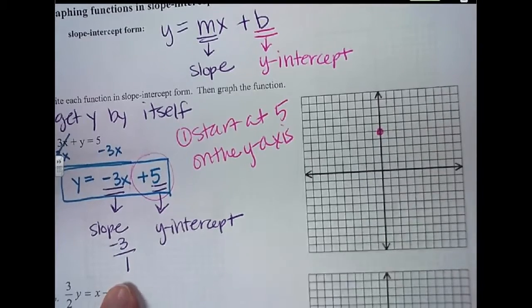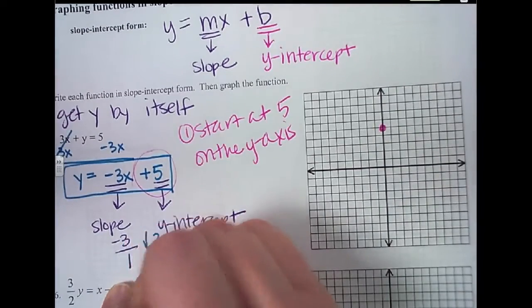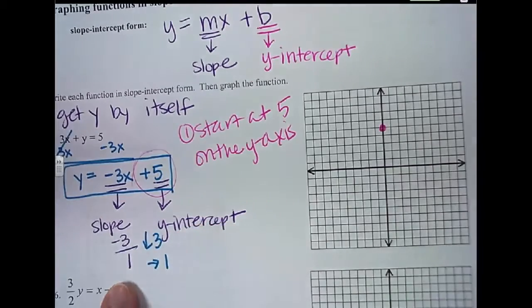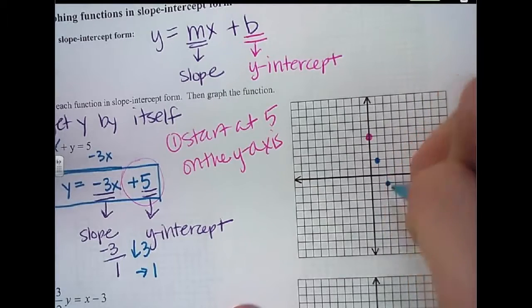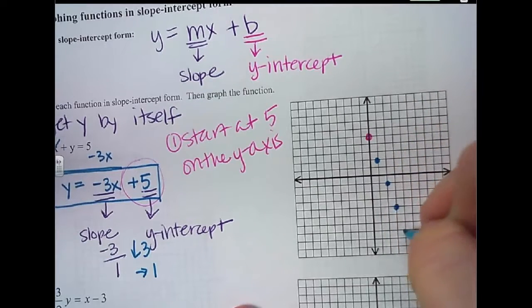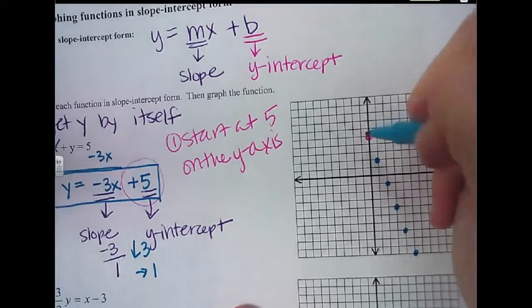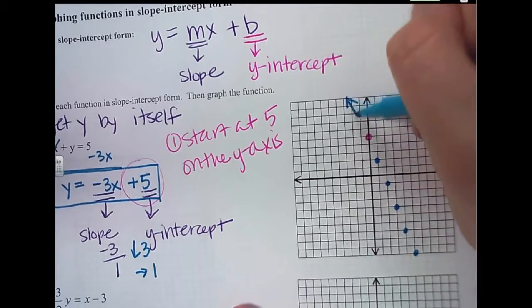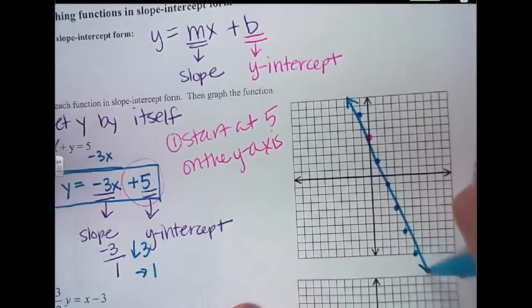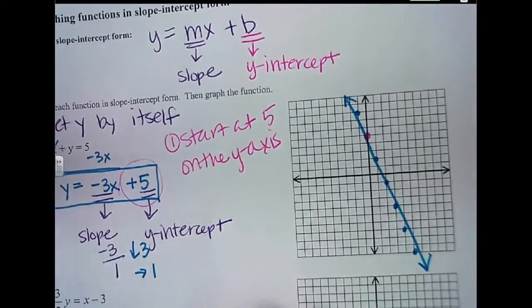Perfect. And now I want to use my slope. So I'm going to go down 3 and I'm going to go to the right 1. You go up 3, left 1. Again, a negative slope should go downhill from left to right.